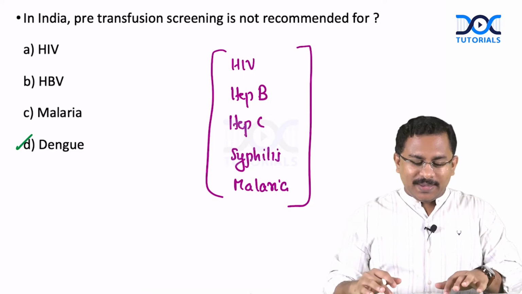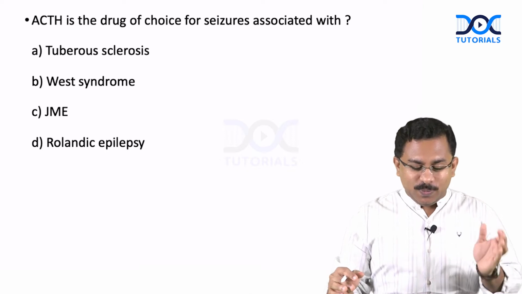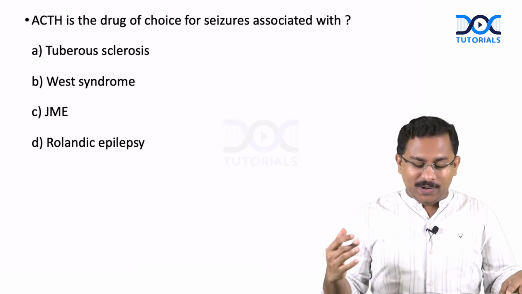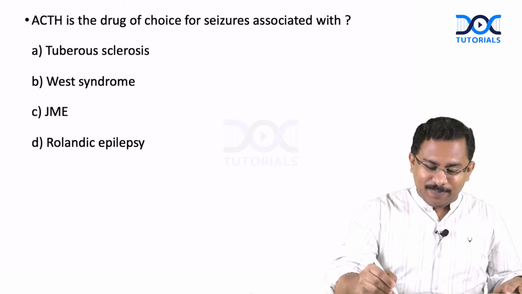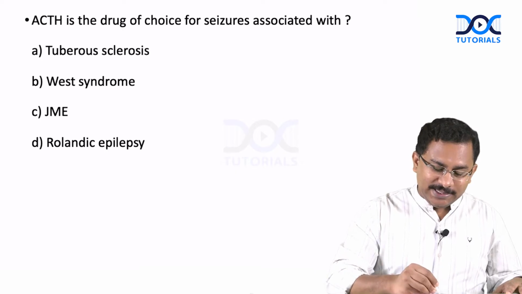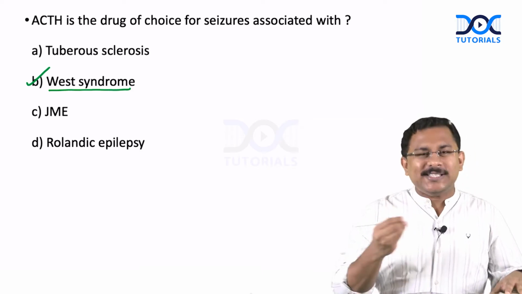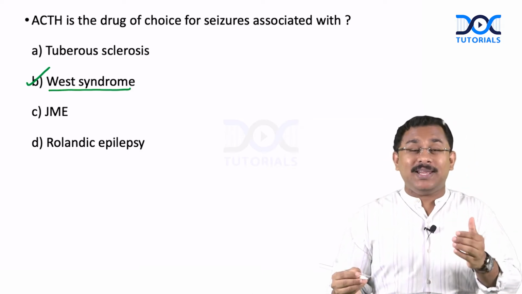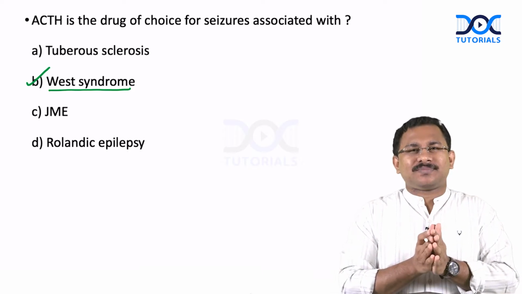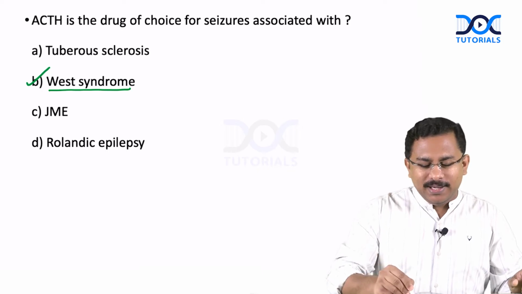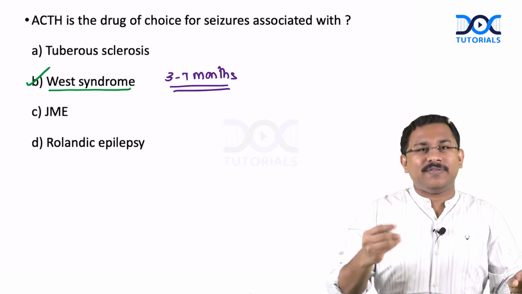Okay, all right. Coming to the next question. ACTH is the drug of choice for seizures associated with tuberous sclerosis, West syndrome, JME and Rolandic epilepsy. This is something which I have taught you multiple times in the epilepsy chapter. Well, the answer for this is West syndrome. So West syndrome, what is West syndrome? This is basically an epileptic encephalopathy. So this is a syndrome which has an age of onset between 3 to 7 months of age.